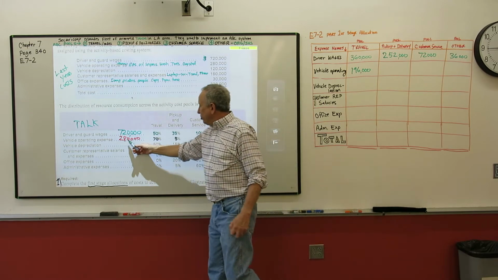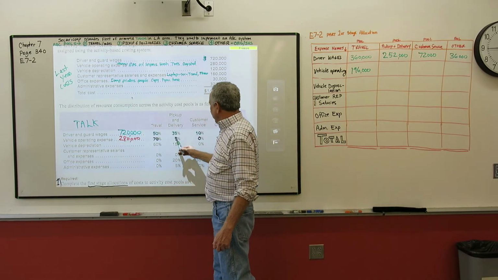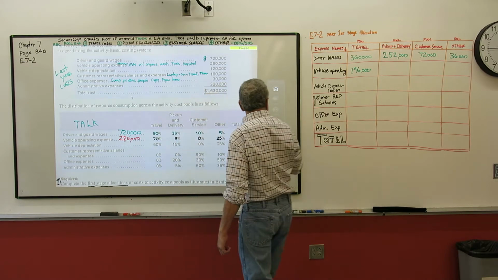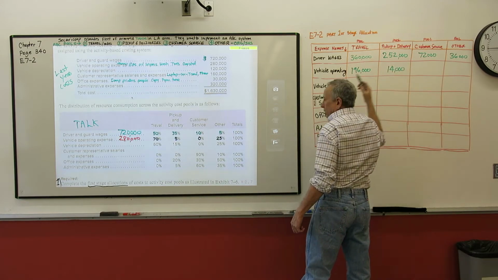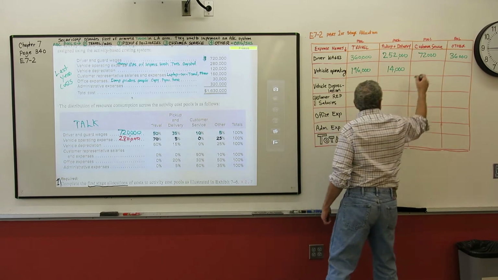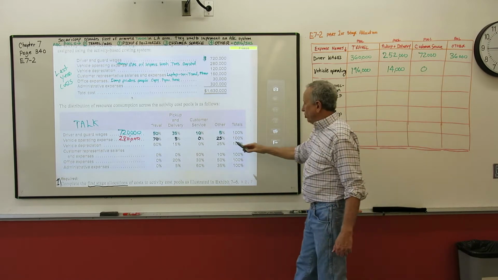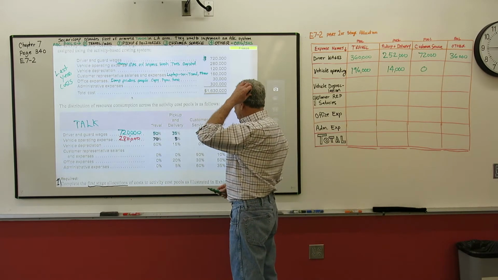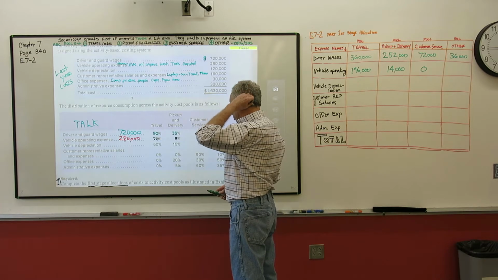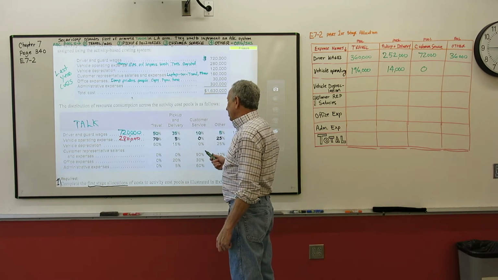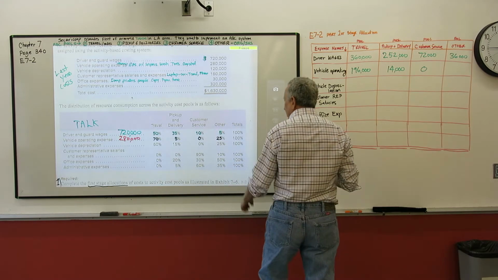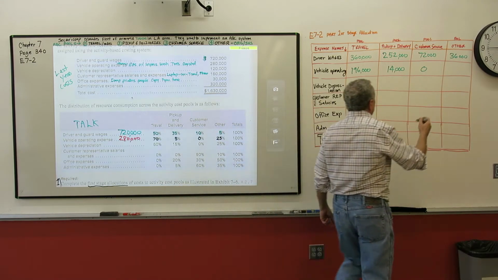Again, that's 70% of 280. 5% of 280 is going to be 14,000. 0%, I can do that. 0. 25% of that, what will that be? Let's see. 25, 50, 60, 70,000, I think. Yeah, 4 times 7, yeah, 70,000.